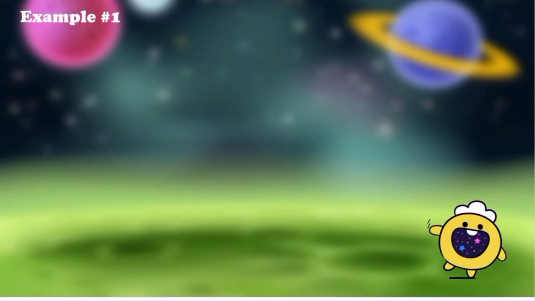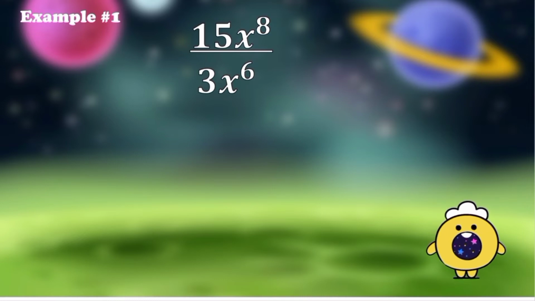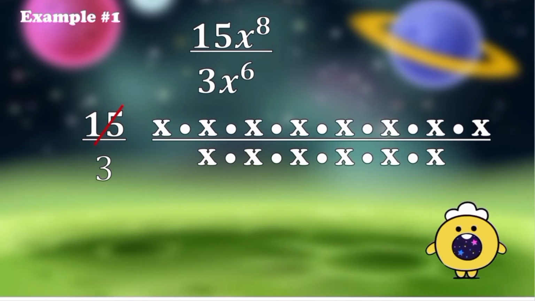Now let's have example number 1. 15x to the 8th power over 3x to the 6th power. First we have 15 over 3. Then we have 8 x's in the numerator and 6 x's in the denominator. 15 divided by 3 is 5.